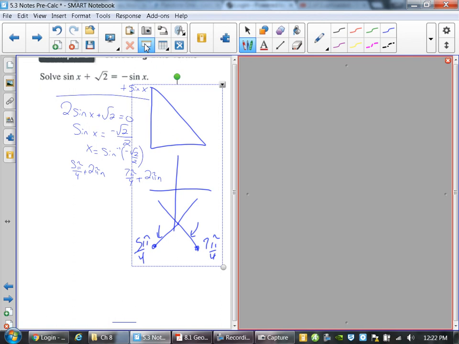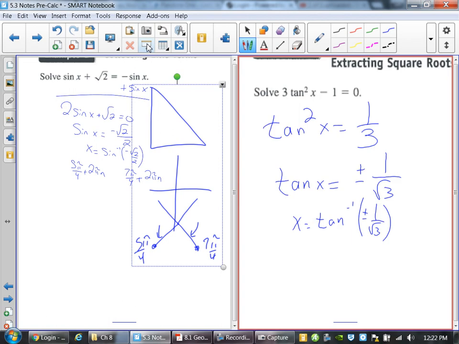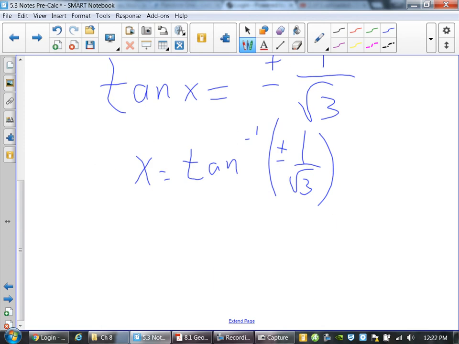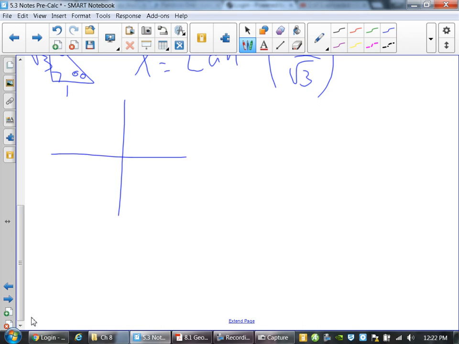Now, if I'm looking at tangent, which one of those is the opposite one, the adjacent root 3? The 30. If you want to rationalize because you think it's cool, go for it. But this is a case where rationalization doesn't make any sense because it doesn't matter for the rest of the problem. You know that your reference angle is going to be 30 degrees, pi over 6.